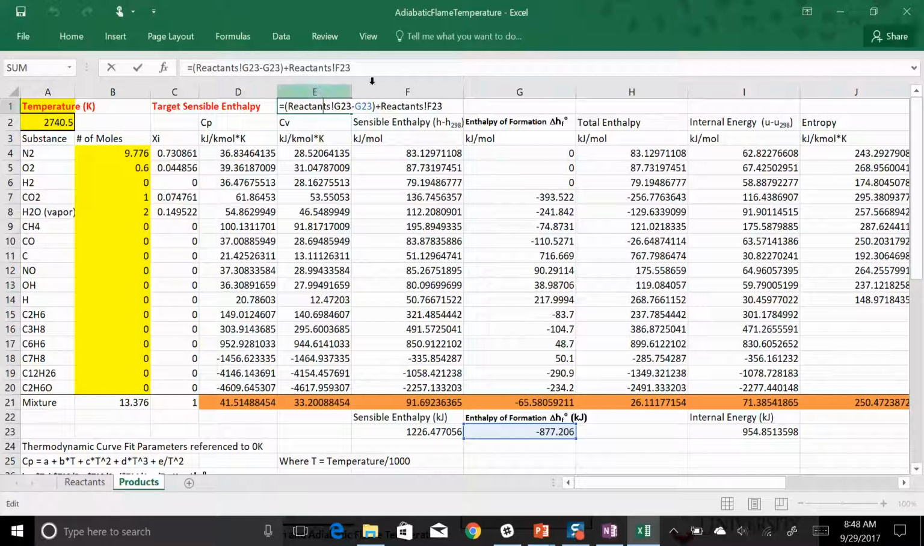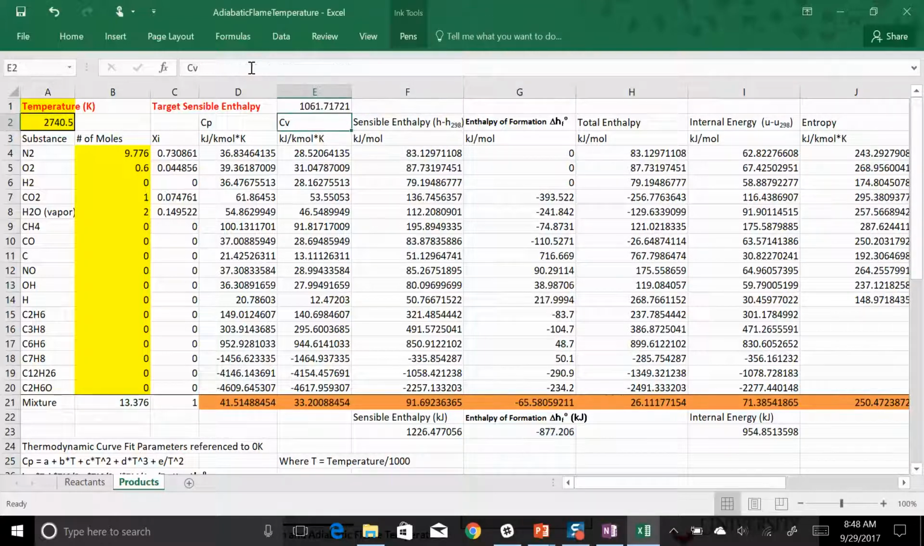This equation, the difference, should add up to the total sensible enthalpy that I should get when the combustion is ended. So what I'm going to do is adjust the temperature of the combustion until I get the correct sensible enthalpy. So this is what I should get. The enthalpy of formation of the products minus that of the reactants plus the energy of the reactants should be the energy of the products.